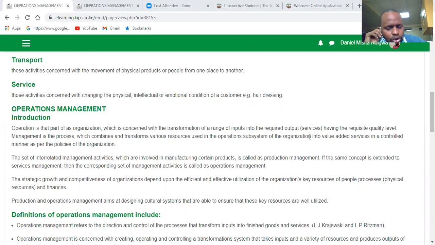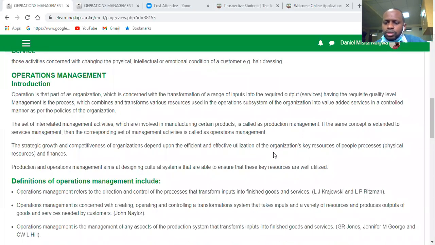inputs into finished products. Another definition is that operations management is a set of interrelated management activities which are involved in manufacturing of certain products. If the same concept is extended to service management, then the corresponding set of management activities is called operations management.